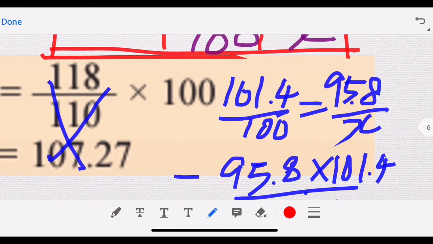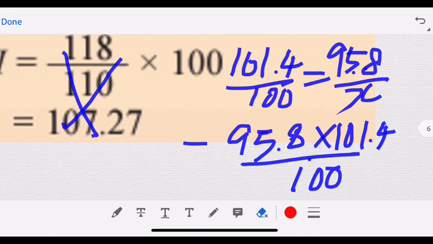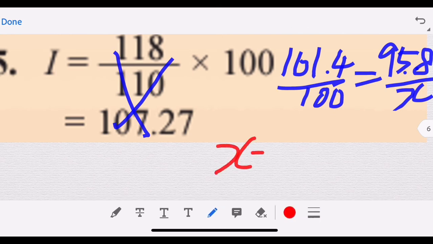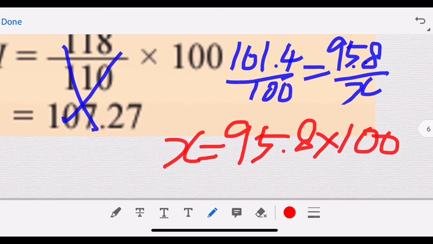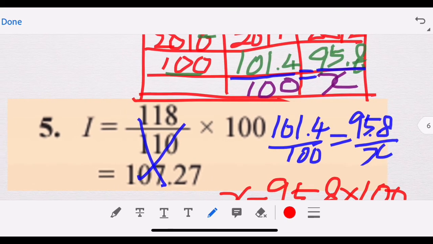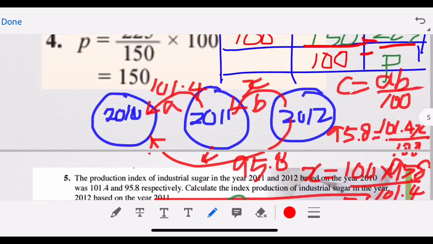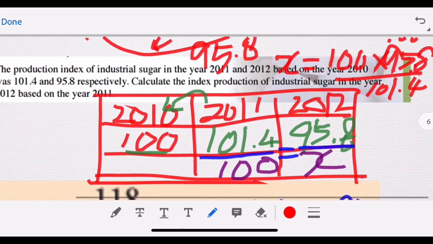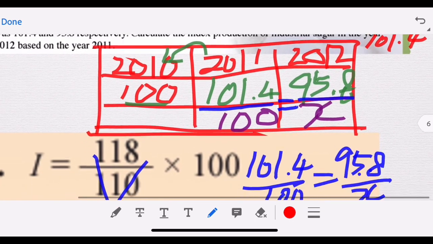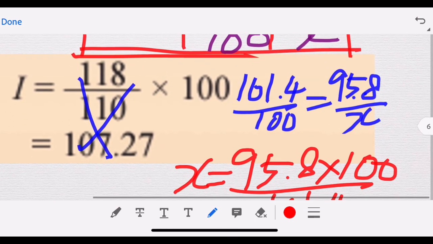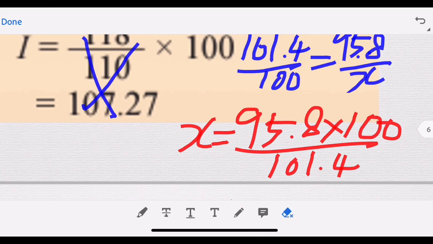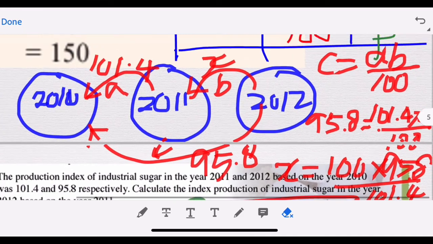Right? Oh, this one got a mistake already, right? So if you use the table method, it will be x equal to 95.8 times 100 divided by 101.4. Okay, so you have three ways to do it. One is you use the Lip's method. Another one is you use the table method. You'll get the same answer, which is 95.8 times 100 over 101.4. So the same. The methods are different, but the answers are the same. Okay, so you can try it out on your own.